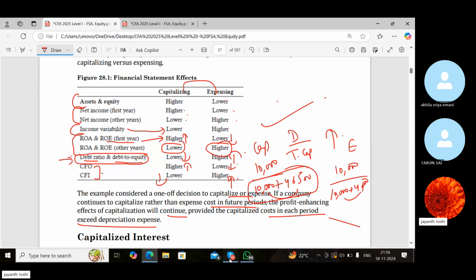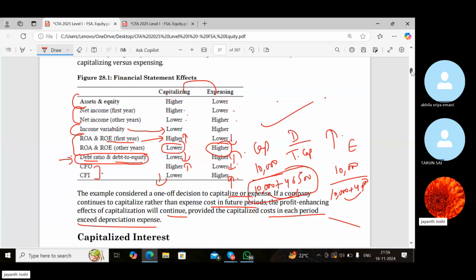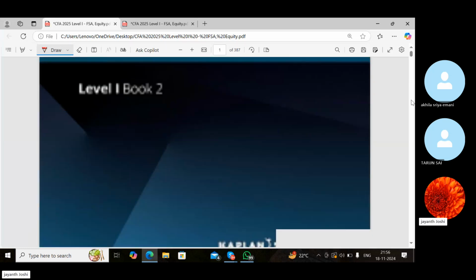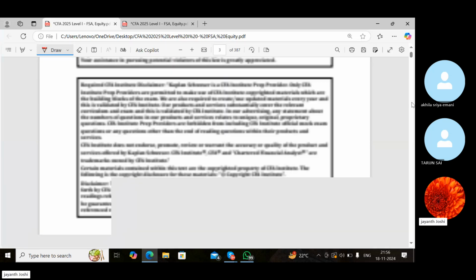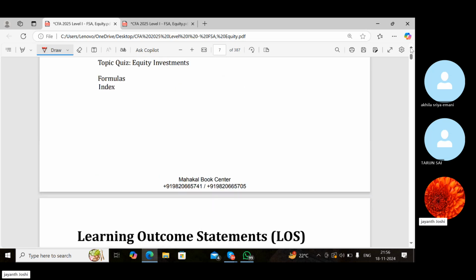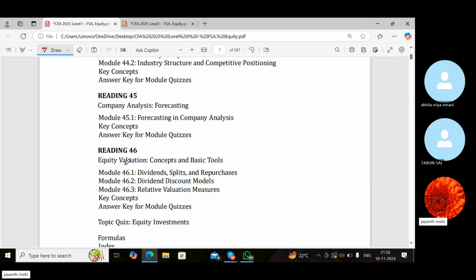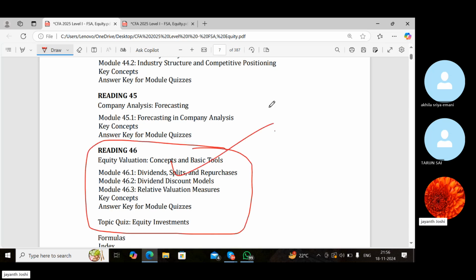The entire analyzing of income statements is done. We are done with this chapter. Probably tomorrow I'm going to start equity valuation. So please be ready for the class tomorrow evening and go through this chapter, and I have already sent you the PDF questions to solve. Tomorrow's topic is reading number 46, equity valuation. Be ready. This is a very big chapter. It will take 2 days to finish.